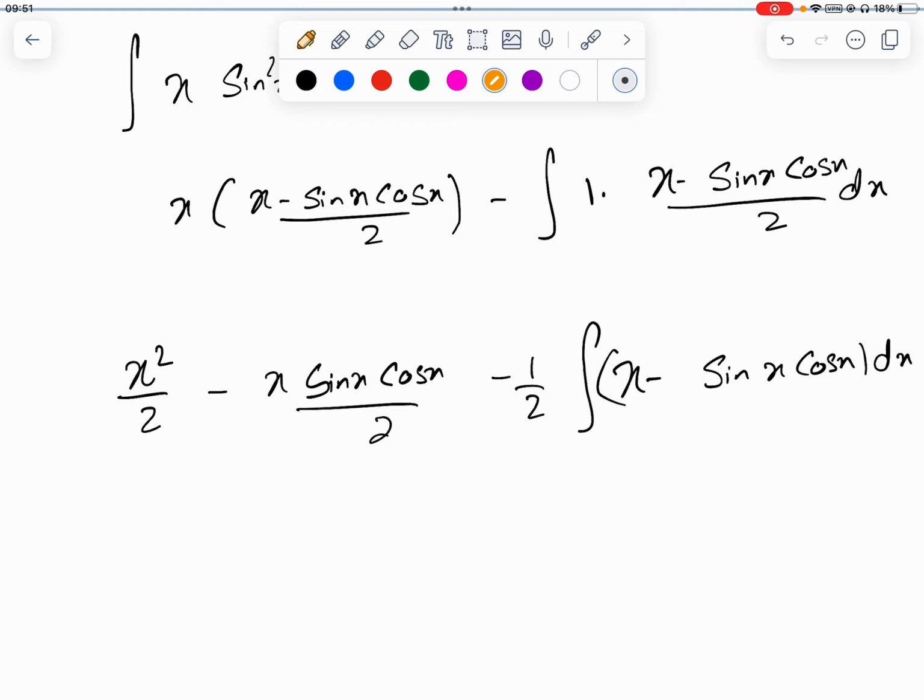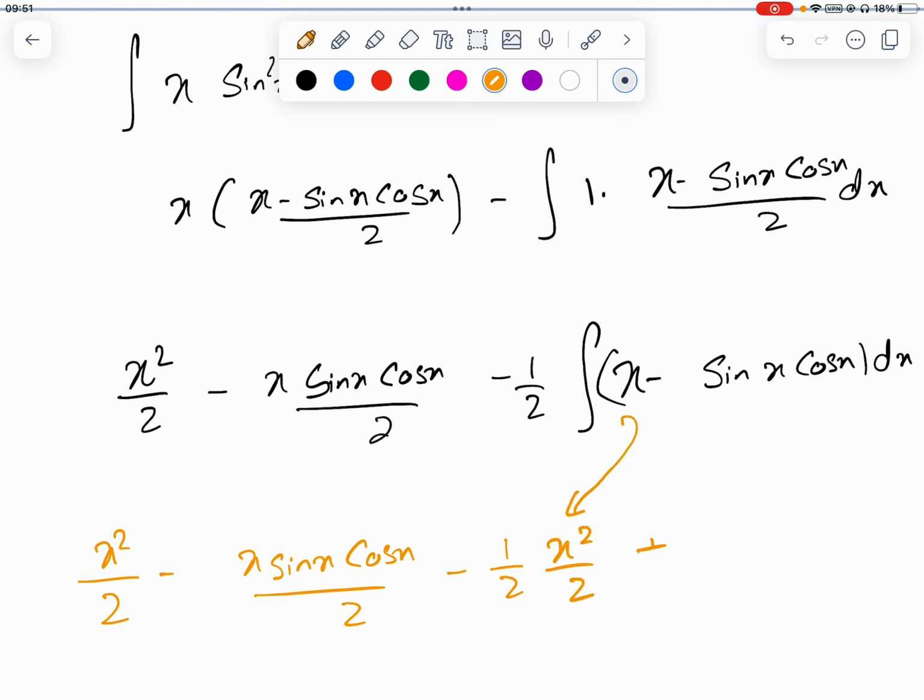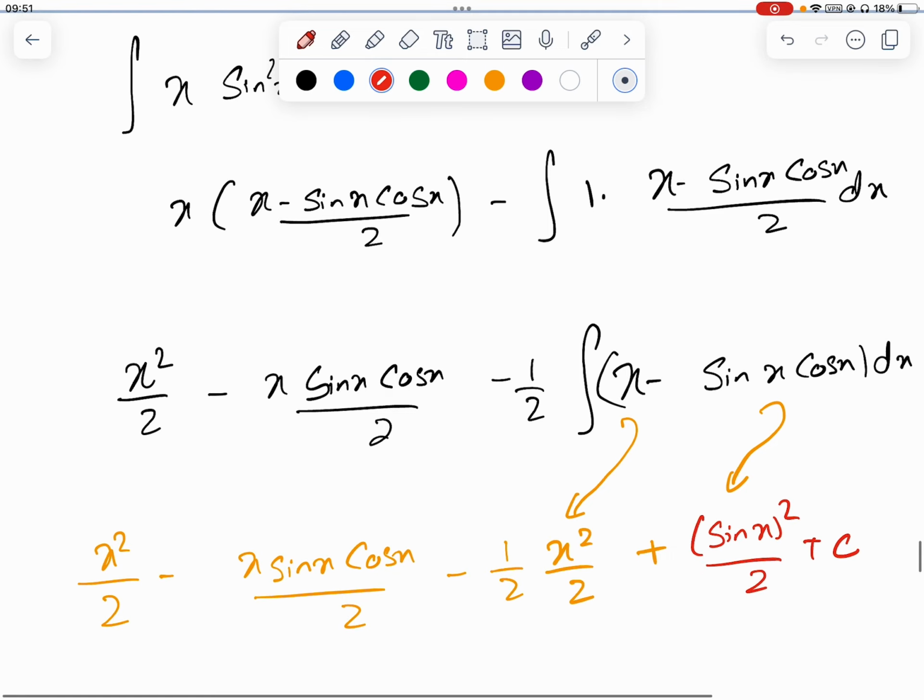So this becomes x square upon 2 minus x sine x cos x upon 2 minus 1 upon 2 x integral. The x integral is x square upon 2, minus times minus is plus. The integral of this one is going to be sine x whole square upon 2 plus c. What is this one? Sine x whole square. How did I get that one?